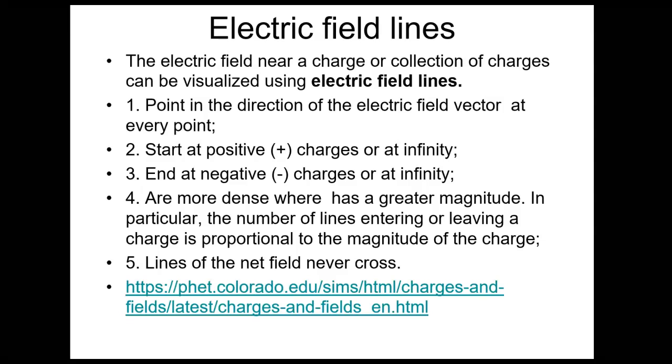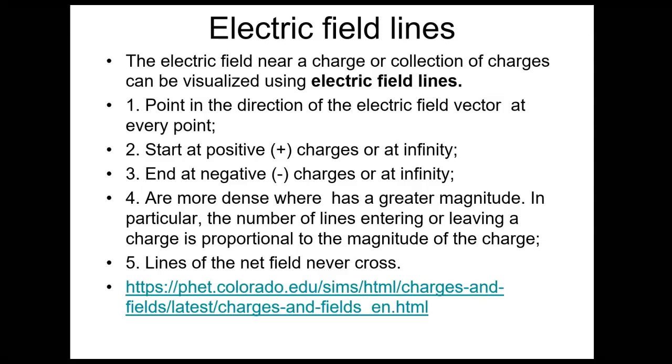And then rule 5, when you're looking at electric field lines, the lines can never, ever cross. Remember that the way a field works is that every single point in space has one specific value of the electric field, like a function. You can only have one y value for every x value, and it's the same with the electric field, or any type of field. You can only have one value at every point in space.